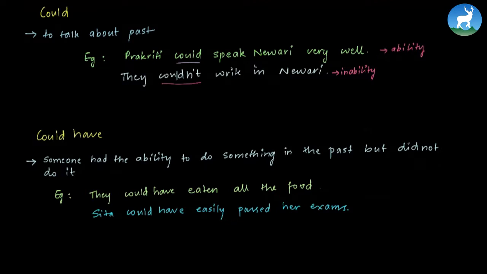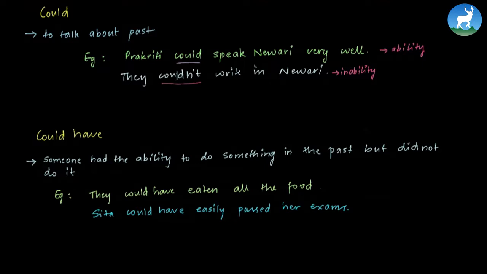Now we're going through could have. Could have is generally used to show that someone had the ability to do something in the past, but they did not do it. They did not utilize their knowledge, but they were capable of doing that. However, they didn't use it. So for example, they could have eaten all the food. Sita could have easily passed her exams, but it didn't happen. Sita didn't pass her exam, but she could have easily done that. They could have eaten all the food.